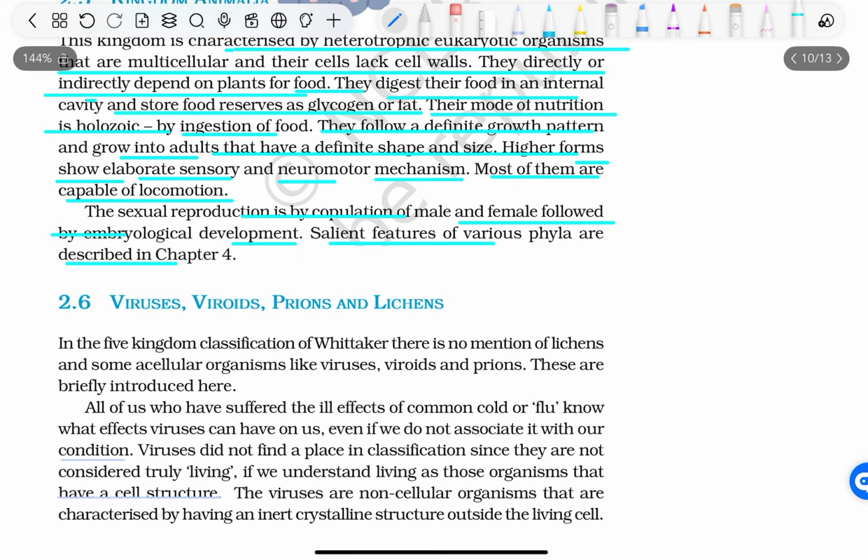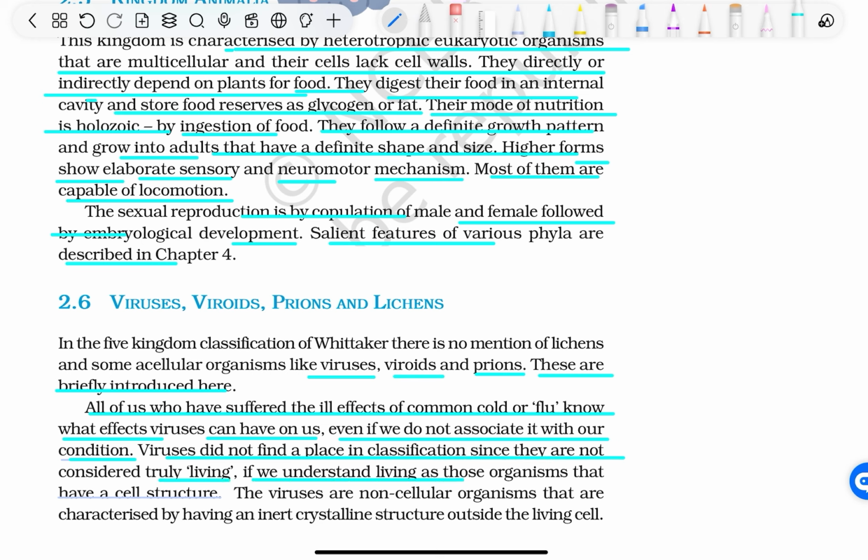Viruses, viroids, prions and lichens. In the five kingdom classification of Whittaker, there is no mention of lichens and some acellular organisms like viruses, viroids and prions. These are briefly introduced here. All of us who have suffered the ill effects of common cold or flu know what effect viruses can have on us. Even if we do not associate it with our condition, viruses did not find a place in classification, so they are not considered truly living.